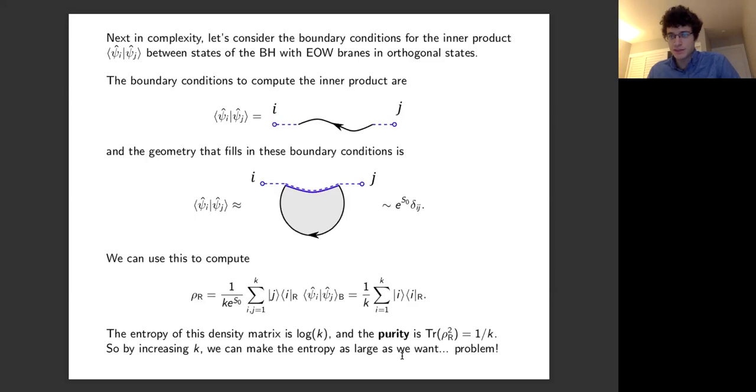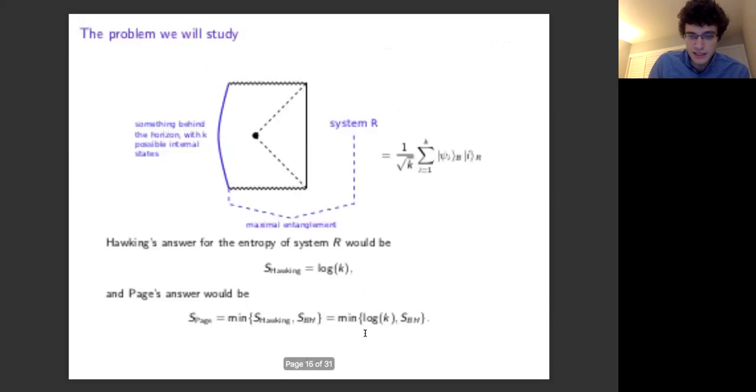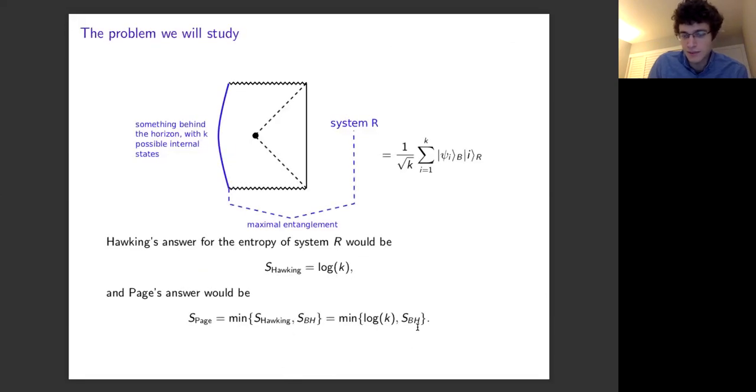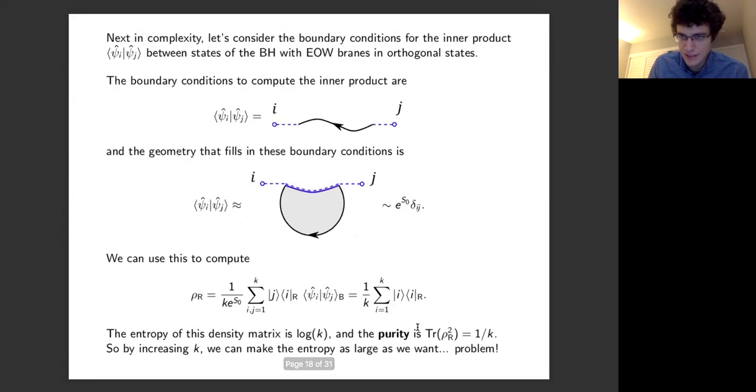And it looks like from this computation that we're going to be able to make the entropy as large as we want, by making k as big as we want. And that's a problem, because the entropy is not supposed to exceed the thermodynamic entropy of the black hole. So what we're looking for is an answer like the minimum of log k and S black hole. But what we found was just log k. So far we haven't succeeded.